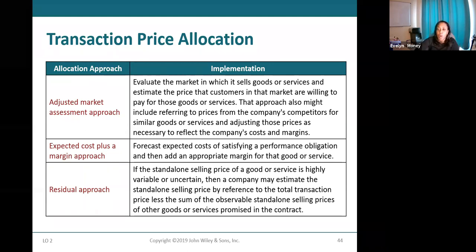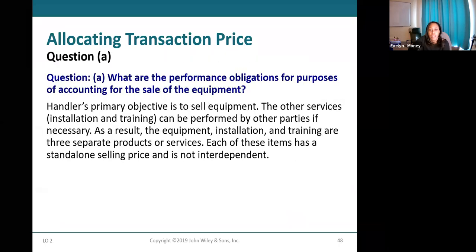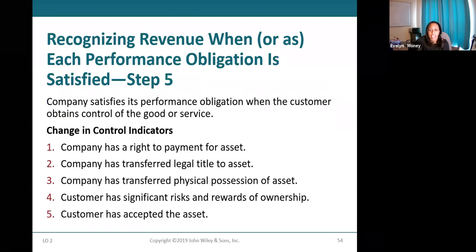Or there is the residual approach. If I know the fair value of one item, but I don't know the fair value of another item or the standalone selling price of another item, then I'll go with the one I know, and then the rest of it goes to the one that I don't know. Very similar to the incremental method that we used in previous chapters. So I'm going to skip this, because we saw an example with allocating the transaction price.